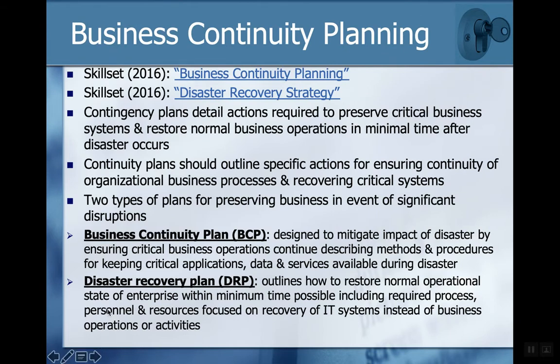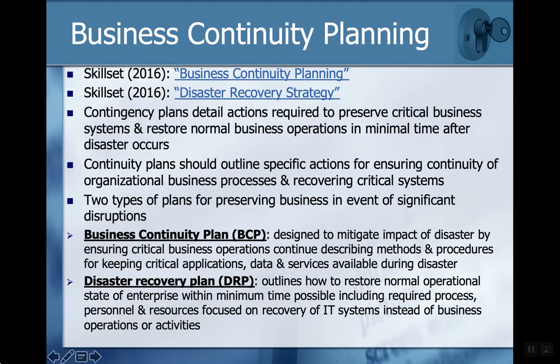So the basic concept: there are really two concepts when we talk about continuity planning. One is what we call the business continuity plan. The other is what we call a disaster recovery plan. There's a difference between the two. Business continuity is designed to mitigate the impact of a disaster and is focused on business operations. So what you want to do is manage and maintain your critical business operations and establish a plan for identifying what has to be recovered and the sequence in which it needs to be recovered.